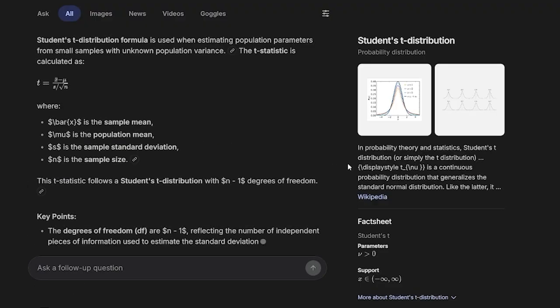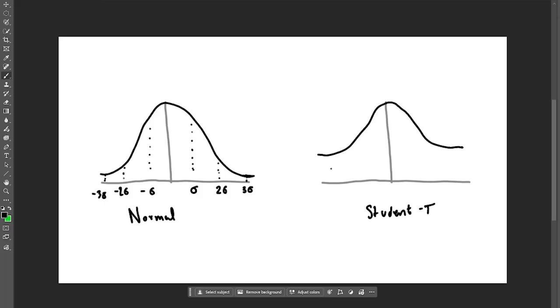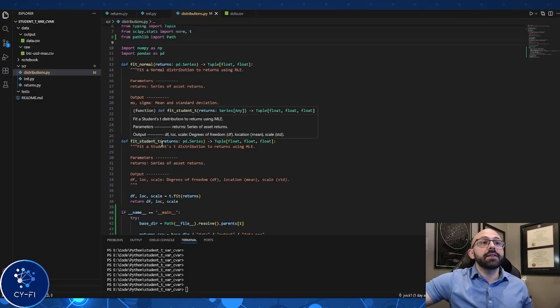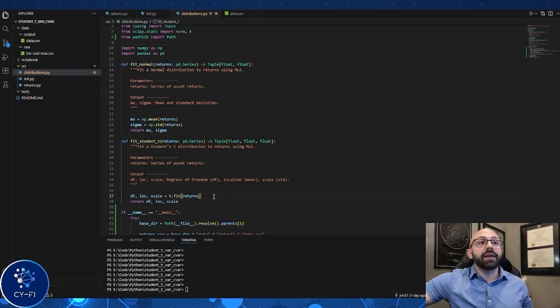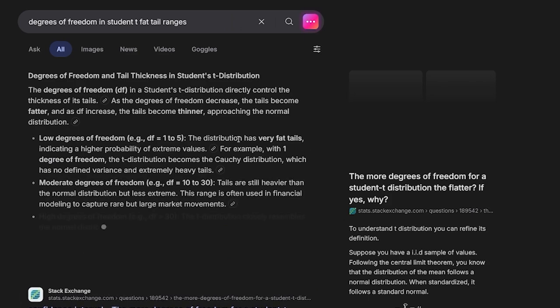The student t looks similar to the normal distribution near the center, but it has much heavier tails. In practical terms, it allocates more probability to extreme gains and losses, exactly what we observed in the Bitcoin market. In fitStudentT, we call t.fit on the log returns to estimate location and scale, and most importantly, the degrees of freedom. That degrees of freedom parameter is doing the heavy lifting.